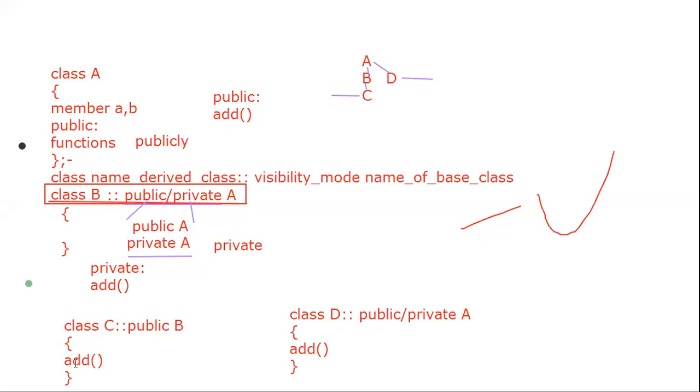Now inside class C we can access this particular addition function, because that particular member function which is available inside class A is now available inside class B, and from that class B again we inherit that particular add functionality. So that's why this particular visibility mode plays a very important role. In which manner you are going to inherit that particular class, in that manner you will get the data from the base class.